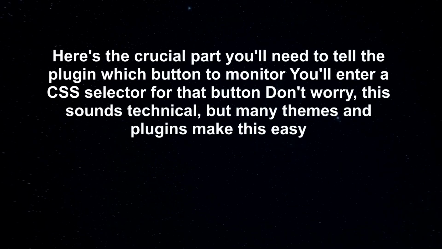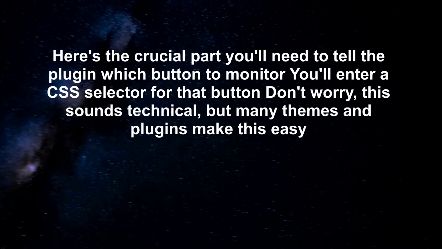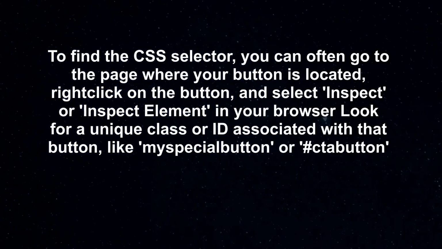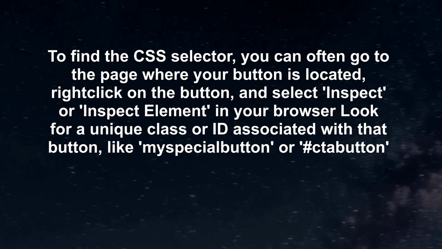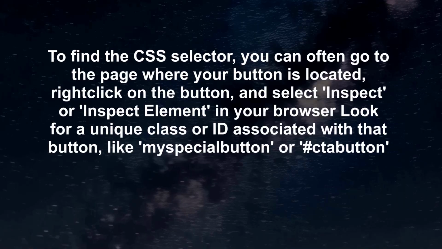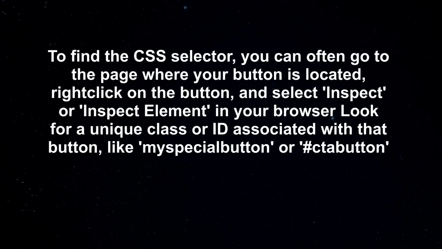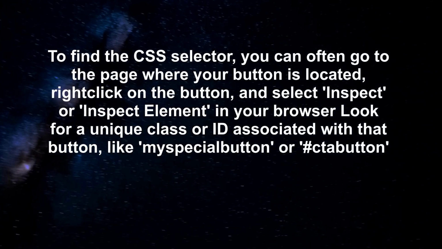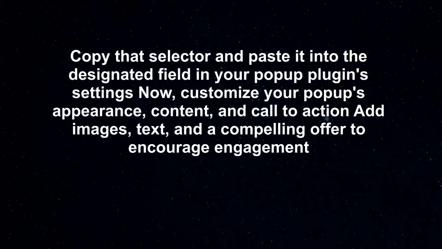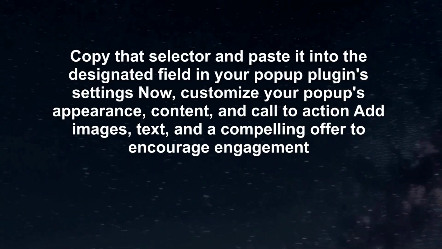Don't worry. This sounds technical, but many themes and plugins make this easy. To find the CSS selector, you can often go to the page where your button is located, right-click on the button, and select Inspect or Inspect Element in your browser. Look for a unique class or ID associated with that button, like my-special-button or cta-button. Copy that selector and paste it into the designated field in your pop-up plugin settings.